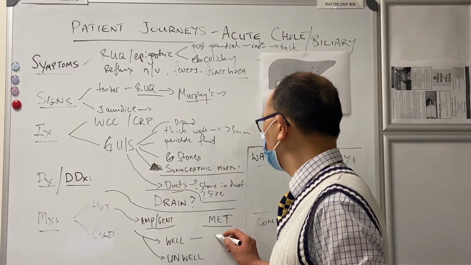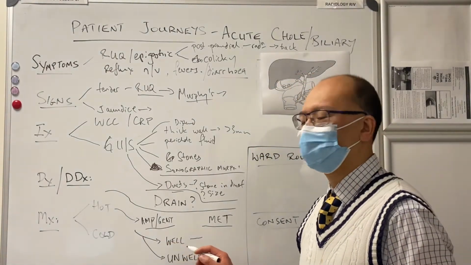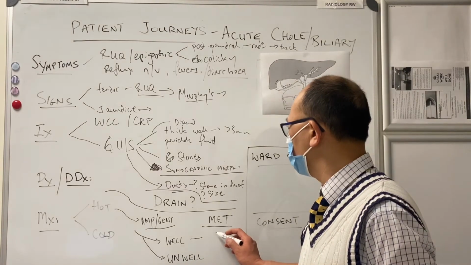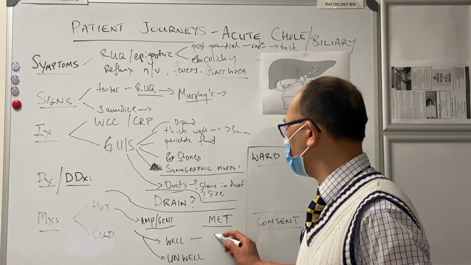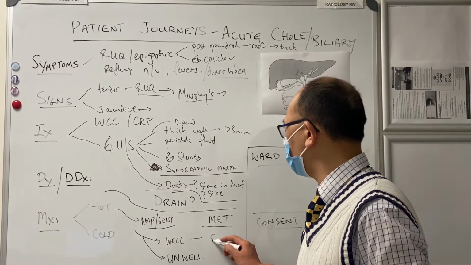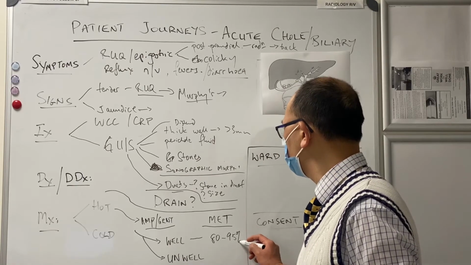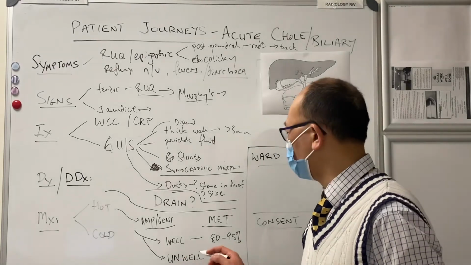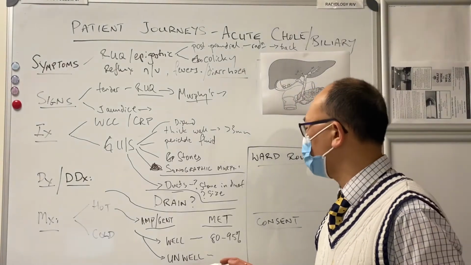I imagine that this right upper quadrant pain related to cholecystitis is pretty common, so I'd say maybe 60 to 70% would be well. Yeah, I'm guesstimating, but I reckon it's from like 80 to 95%. I'll define what I think well means anyway, and unwell is the rest.